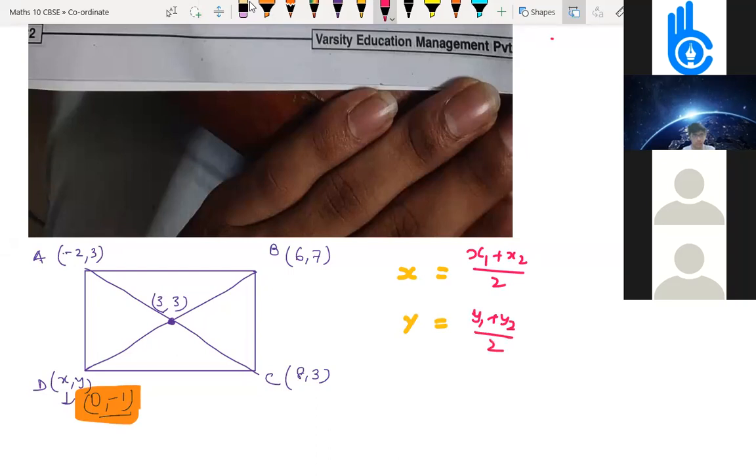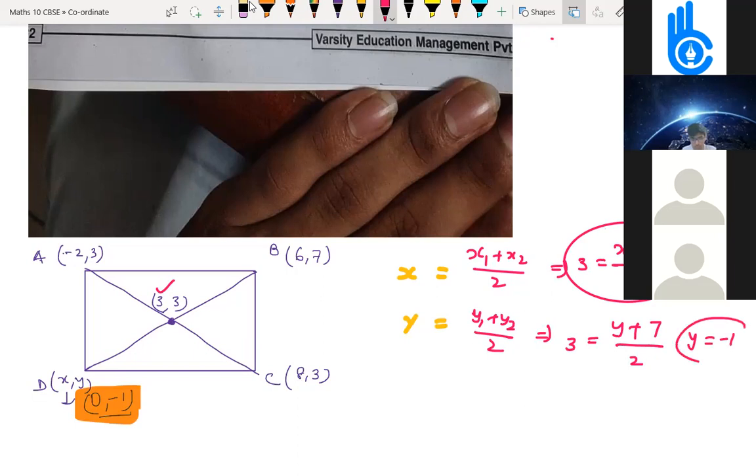Now x is given to you. What is x? This point, that is 3. 3 is equal to x1 plus x2, x1 we don't know, x2 is 6, divided by 2. So from this you can get x. What do you get for x? 0. Again, how will we get y? We can write here 3 is equal to y plus 7 divided by 2. So we'll get y is equal to -1. Is it clear? This is the way you can do it.